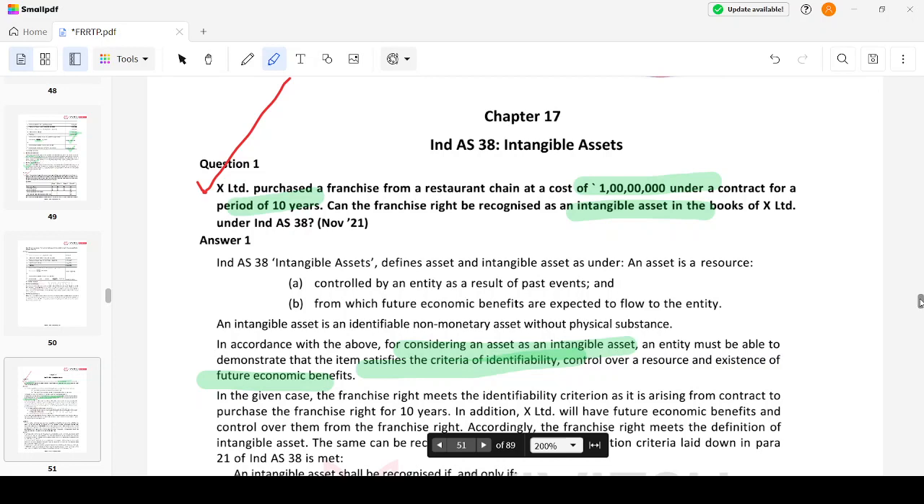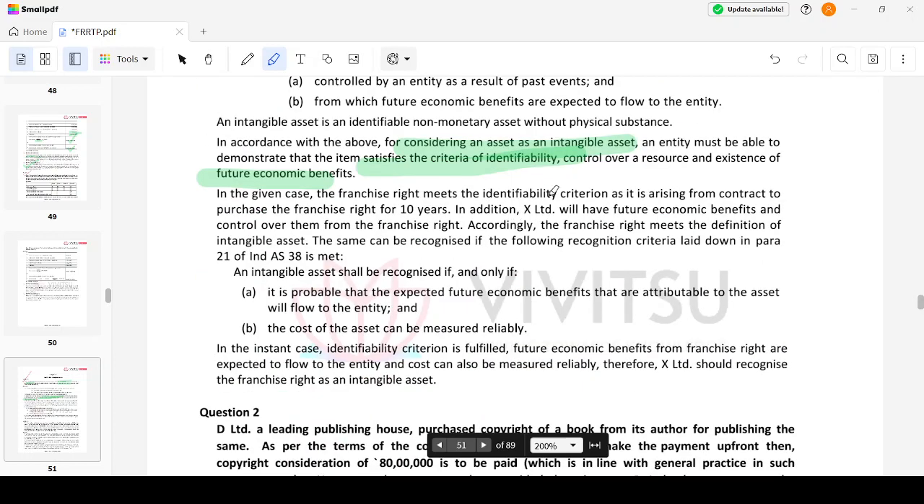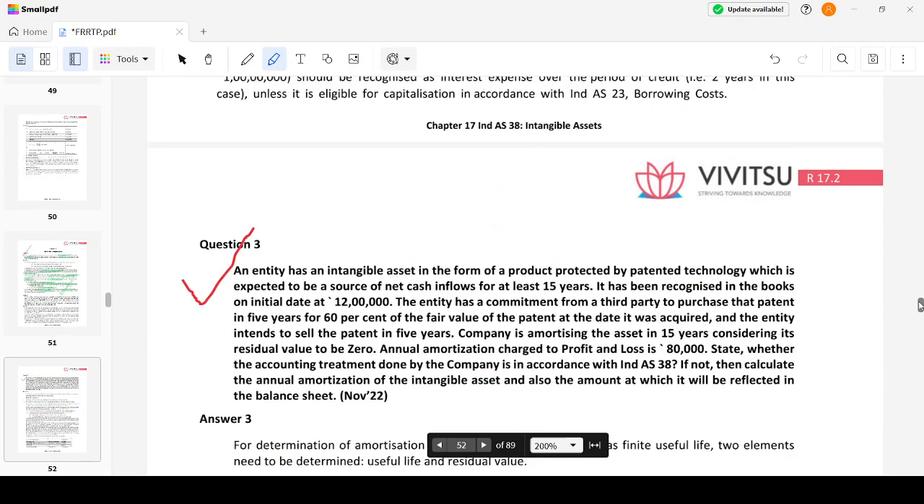In the given case, franchisee right meets the definition of identifiability criterion as it is arising from a contract. Future economic benefit is there, and I have control over them. It means the definition of intangible asset is met. The same can be recognized if the following criteria is fulfilled: if and only if it is probable that the future economic benefits that are attributable to the asset will flow to the entity and cost can be measured reliably. In this case, identifiability criteria is fulfilled. Future economic benefits are also there. Cost can also be measured. Therefore, it should recognize the intangible asset.